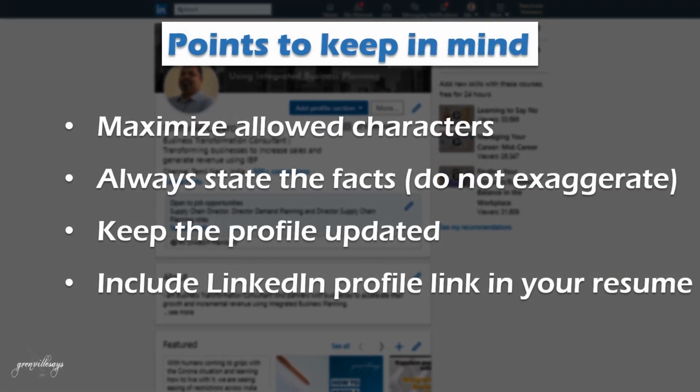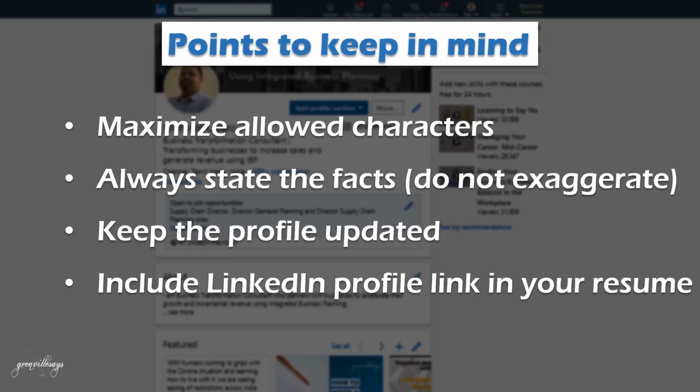Some of the points to keep in mind are to maximize the allowable spaces in each section. For example, in the About section, you can have as high as 2,500 characters. Try to maximize as much as you can. Always state the facts, but please do not exaggerate. You would be easily found out during the course of the interview. And remember, keep the profile updated. Any change is important, and your current state is what the recruiters and customers are looking for.